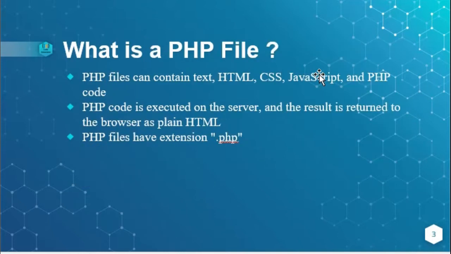So what is a PHP file? The answer is PHP files can contain text, HTML, CSS, JavaScript and PHP code. PHP code is executed on the server and the result is returned to the browser as plain HTML. I hope you all have used HTML. In that same way, the PHP code also results in that form. And PHP files have the extension .php, in small case.